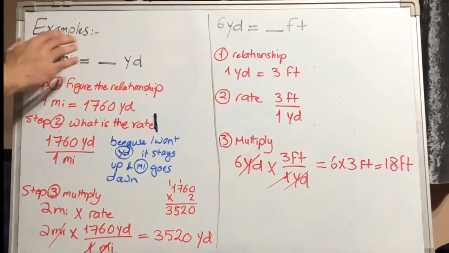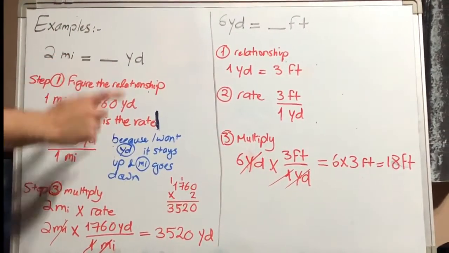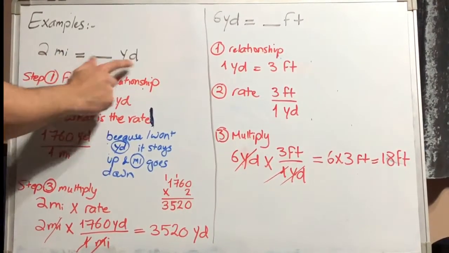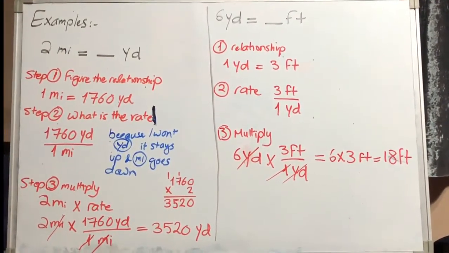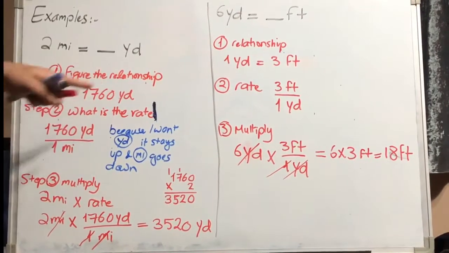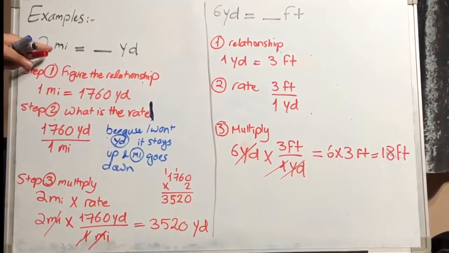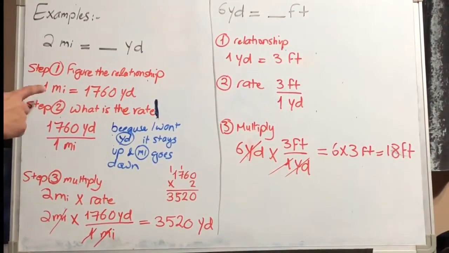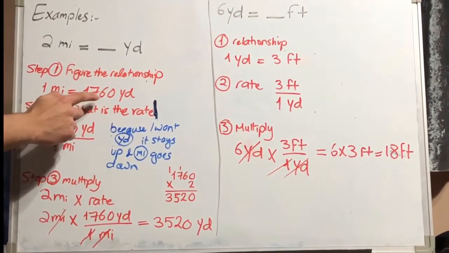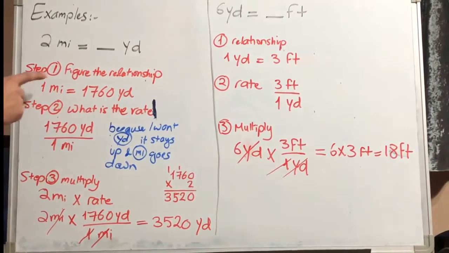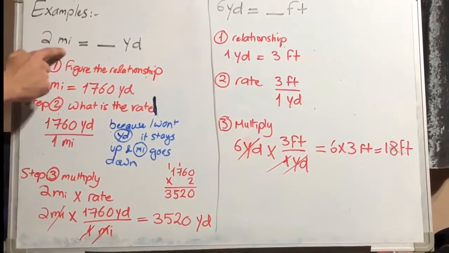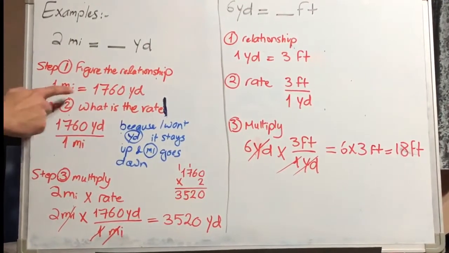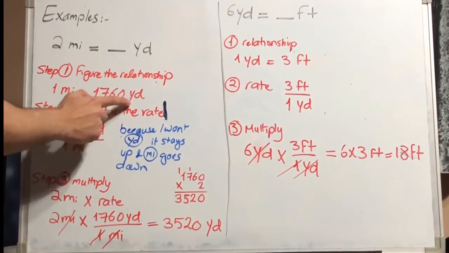Here we're going to have examples of how to convert between these units. If I have 2 miles, 2 miles equals how many yards? Step 1, figure out the relationship. Do I have a relationship that compares the mile to a yard? Yes, I do. 1 mile is equal to 1,760 yards.